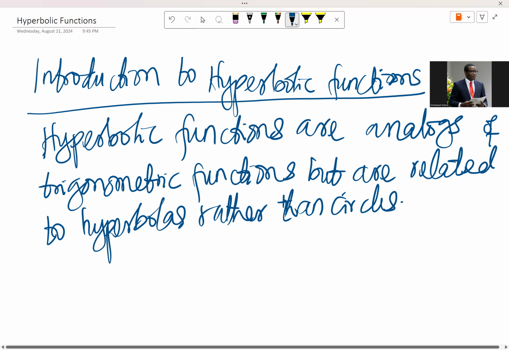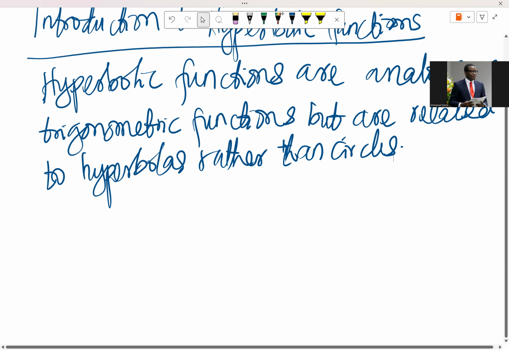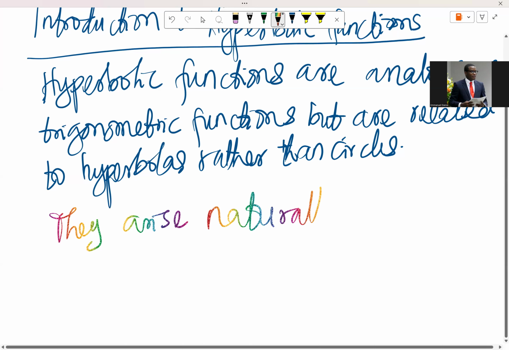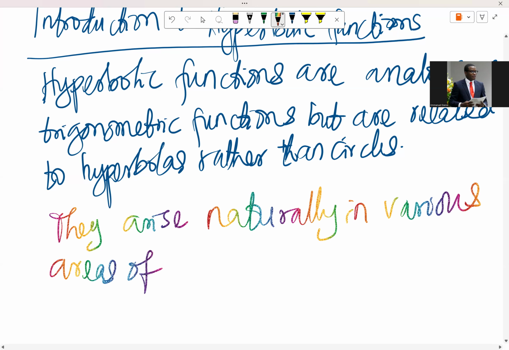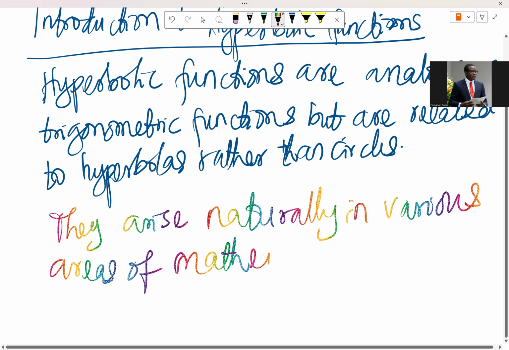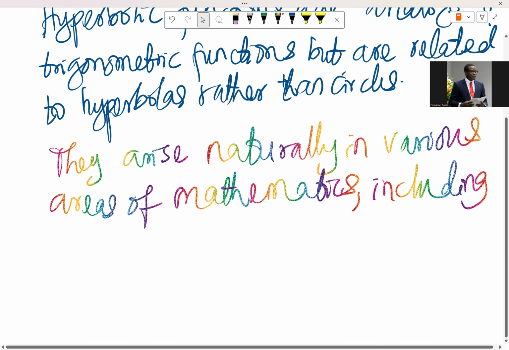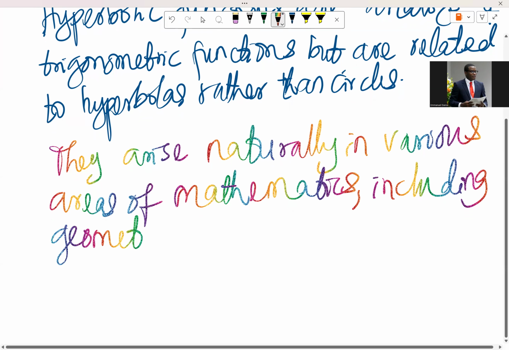Okay. Then it is important to also know that hyperbolic functions arise naturally in various areas of mathematics. So hyperbolic functions arise in various areas of mathematics, including geometry, calculus, and complex analysis.